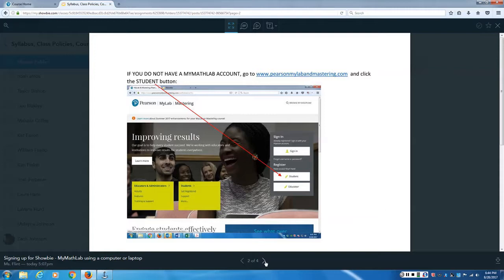Now, if you have never had a Pearson account before, if you do not have a My Math Lab account, you come over here to the button that says Student, and you click Student. I didn't put instructions to the people that already have accounts in here because they know how to do this. But you need to sign up and get access, so click Student.